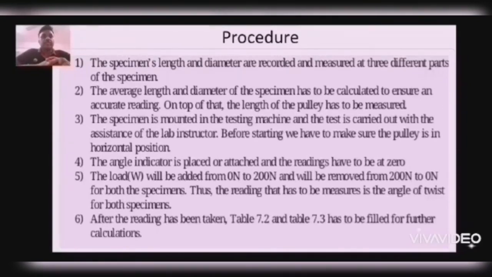On top of that, the length of the pulley has to be measured. The specimen is mounted in the testing machine, and the test is carried out with the assistance of the lab instructor, of course. Before starting, we have to make sure the pulley is in a horizontal position.